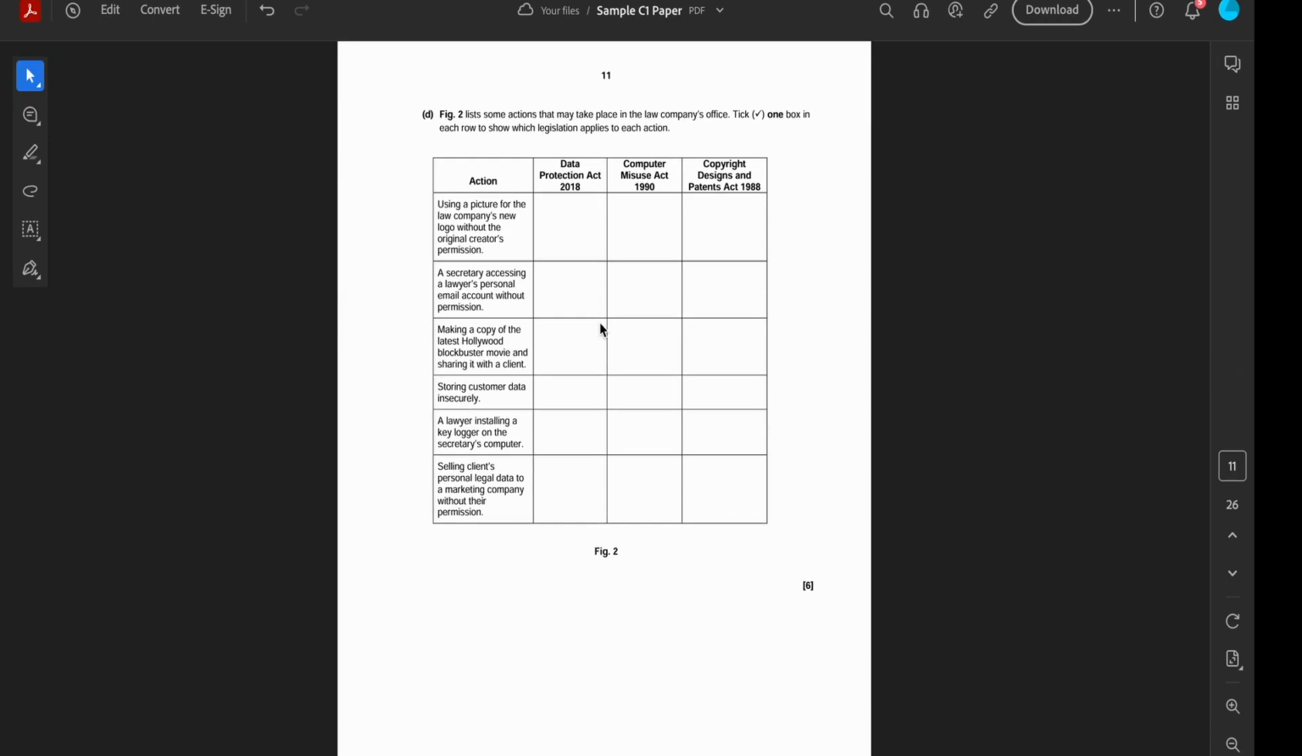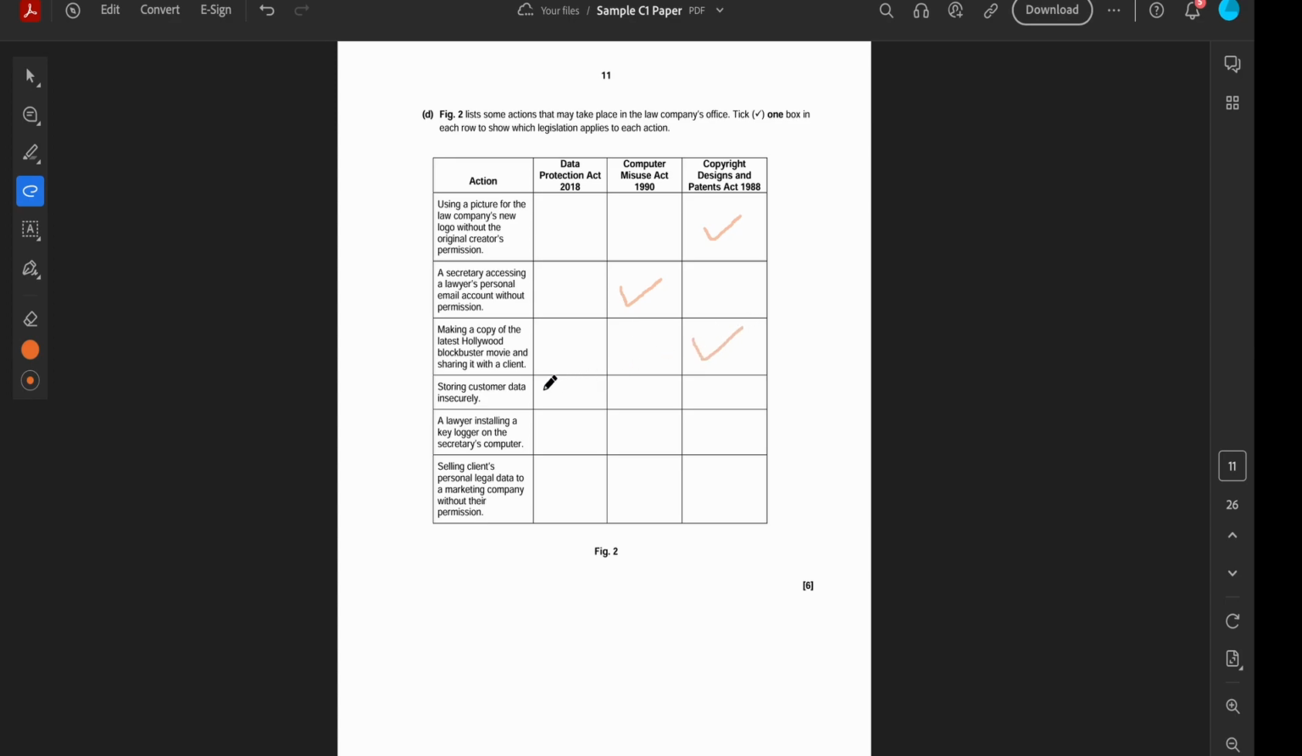Figure 2 lists some actions that may take place in the law company's office. Tick one box, so again, one in each of these. So it says using a picture for the law company's new logo without their permission. So that's going to be the Copyright Design and Patents Act. Number 2, a secretary accessing a lawyer's personal email account without their permission. That's called unauthorized access, so that's computer misuse. Making a copy of the latest Hollywood blockbuster movie and sharing it with a client. So again, they're going to be breaking copyright law there.